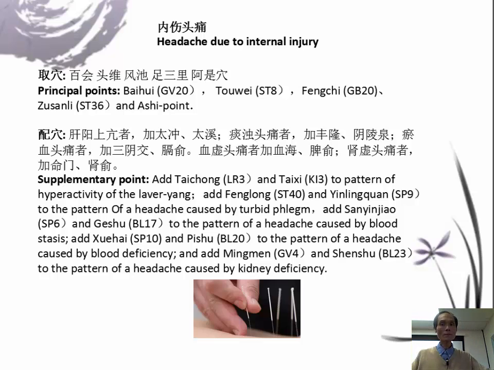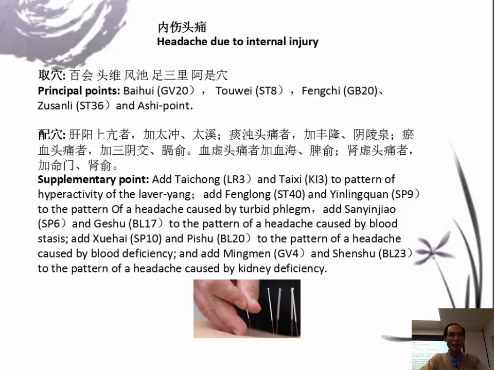And also, we want to get rid of water. Like somebody who has edema, we also consider the 2 water points. One is Yinlingquan, SP9. Yeah, this is very important. And besides SP9, some people also consider SP6, because SP6 is the point where the 3 yin channels meet together. This is also a good point, although it's not listed in the textbook here.